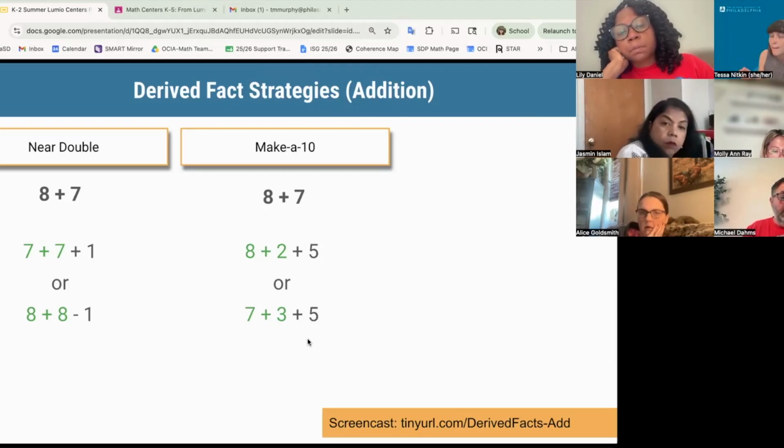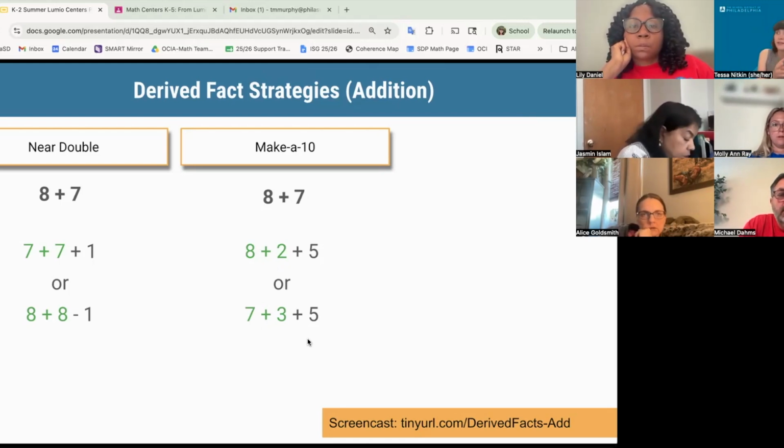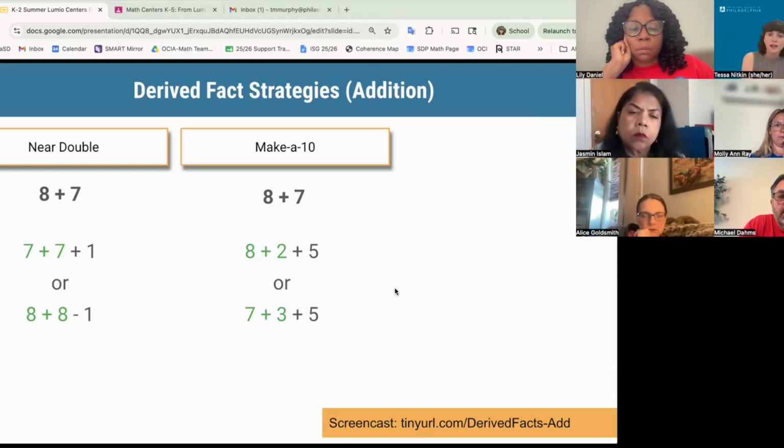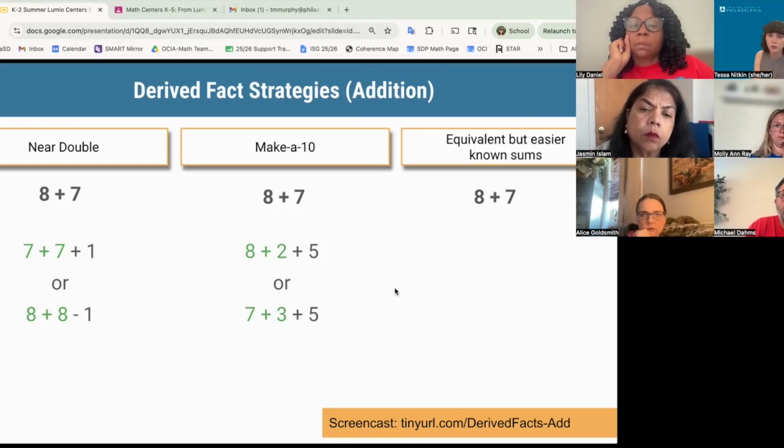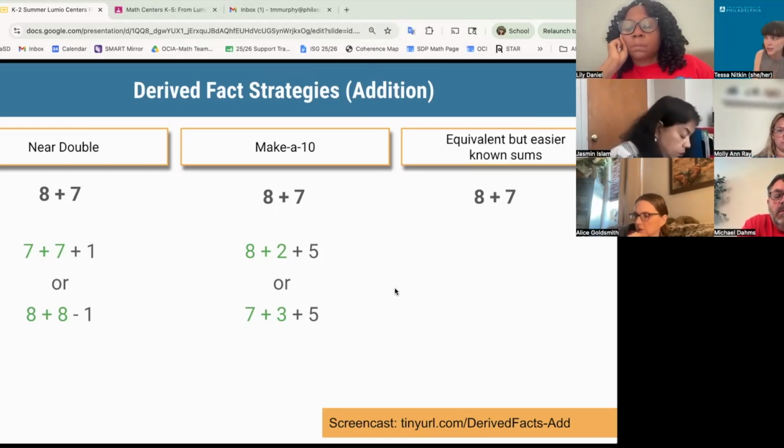Different strategy, but both strategies are using a fact that was foundational to then derive a harder fact. I knew my doubles. Now I'm going to know my near double, which is harder. I knew my combinations of 10. So now I'm going to use make a 10 to learn 8 plus 7, which is a harder fact. The last strategy is equivalent but easier known sums. And this one is really specific to an individual and what works for them.